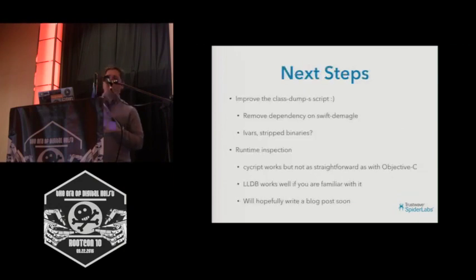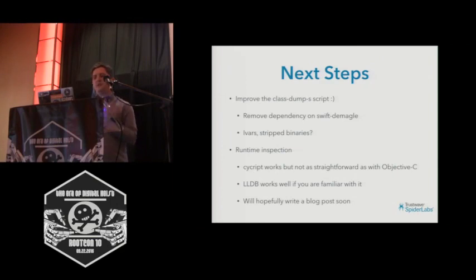So, next steps. I obviously want to improve the class-dump script that I had, which was pretty bad. I want to remove the dependency on swift-demangle. At the moment, it's just shelling out to swift-demangle to handle the Swift symbol names. Obviously, I want it to be able to run on Linux, which is supported in Swift. If I can, I'll probably re-implement the demangling in it, and look at getting the properties and some more information into it, and how to deal with Swift Mach-O binaries and things like that.